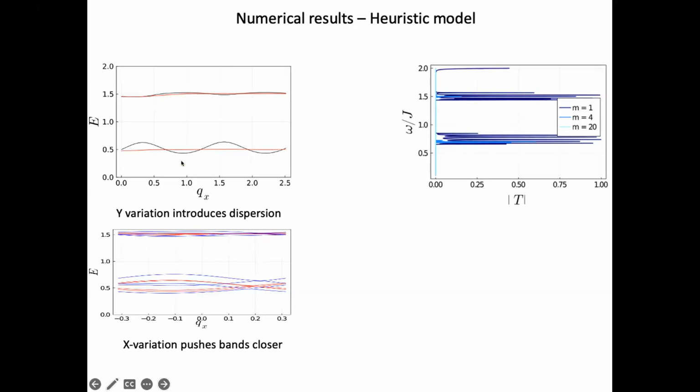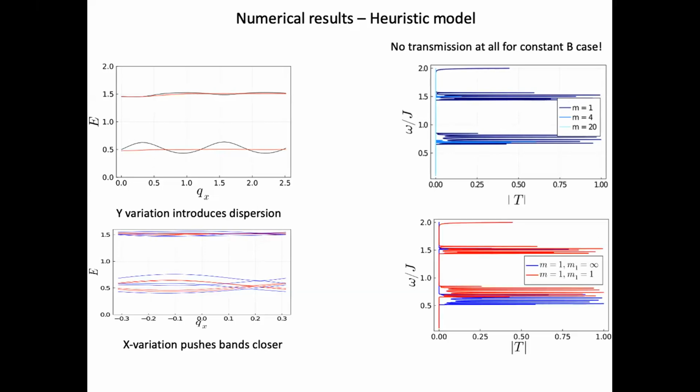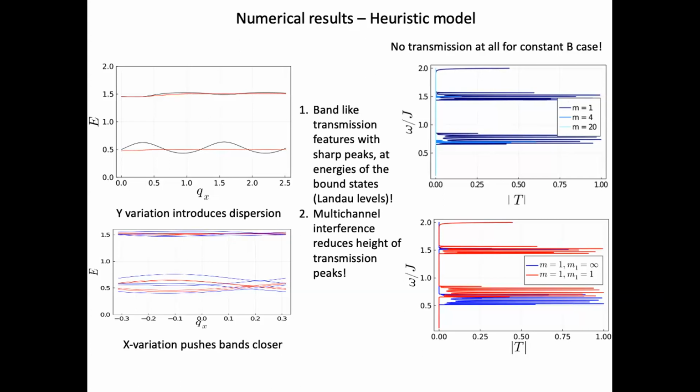So if your energies coincide with those of these dispersive Landau levels, as they do, you can get regions of non-zero transmission below your critical energy threshold set by the constant magnetic field case. And if you further vary your magnetic field along X, as you can see in the red curves, these regions of non-zero transmission get pushed closer to each other, which matches with the description of the spectra being pushed closer towards each other.